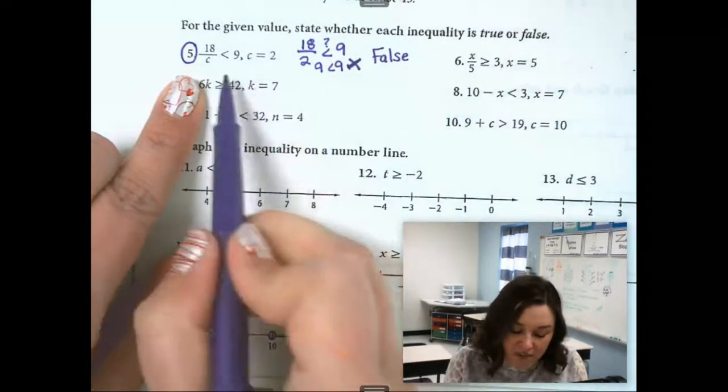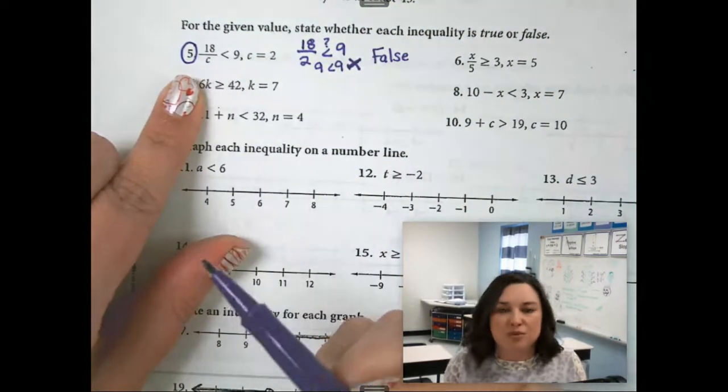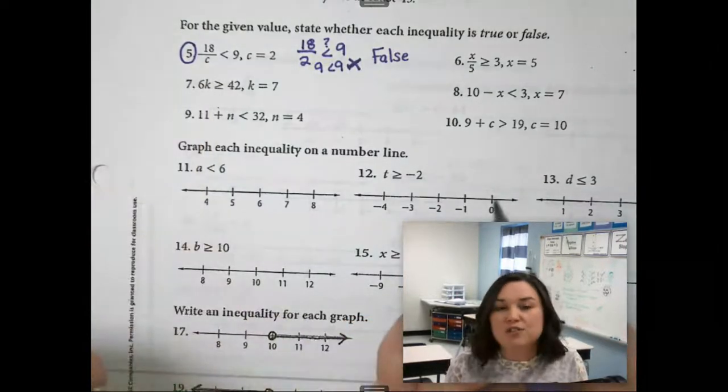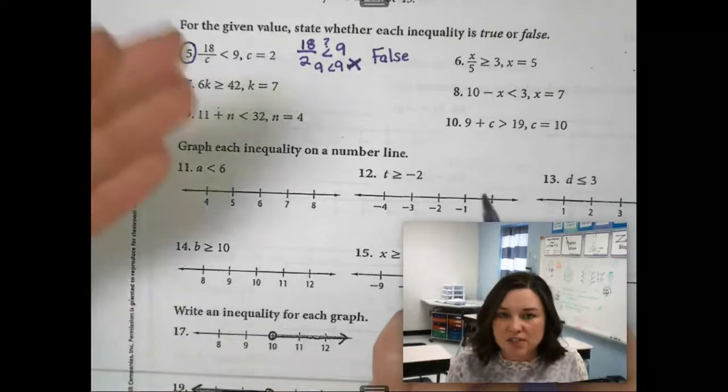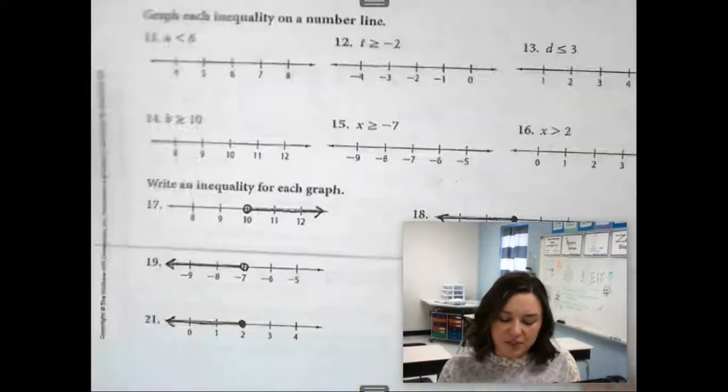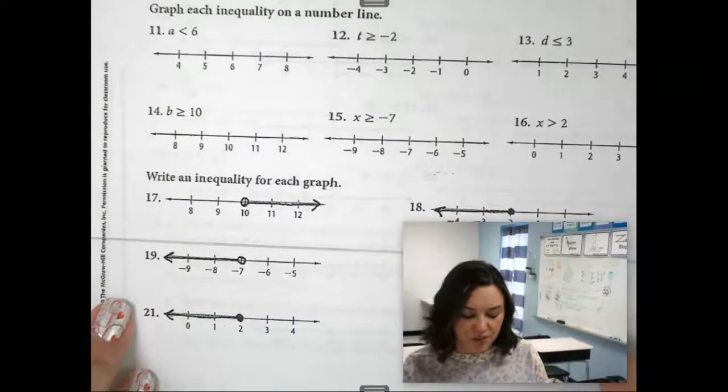Now, if it had the equal to line there, the answer would have been true, but it does not have the equal to line. So that's all you're going to do for this section: you're just going to plug in those answer choices and see if it's true or if it's false. Then we go down to the next section, 11 through 16.